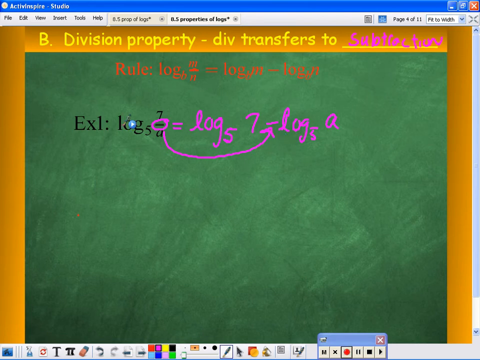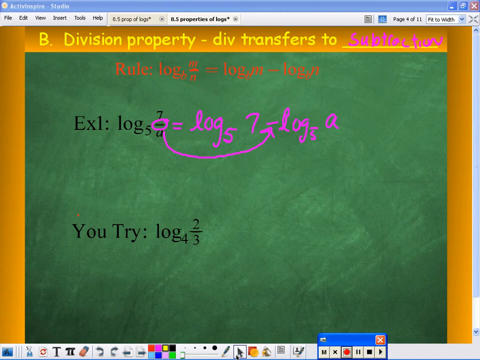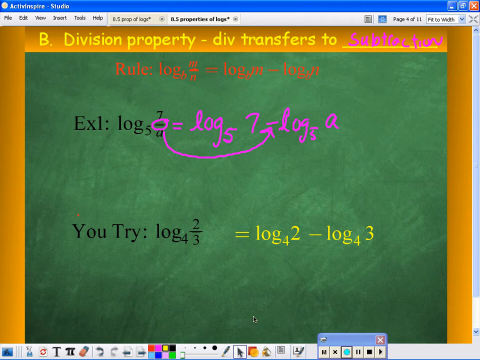Next example. And so you try, if I have log base 4 of 2 divided by 3, how do you think I would write that? Go ahead and press the pause button and come back to me and I'll have the answer for you. So the answer there is log base 4 of 2 minus log base 4 of 3. How'd you do with that? Good job if you got that right.